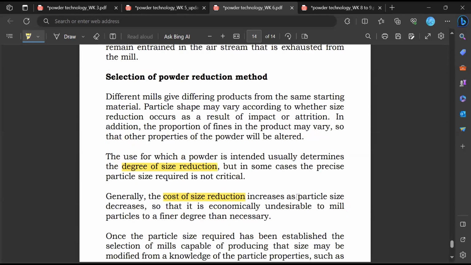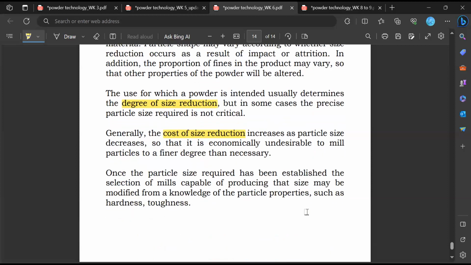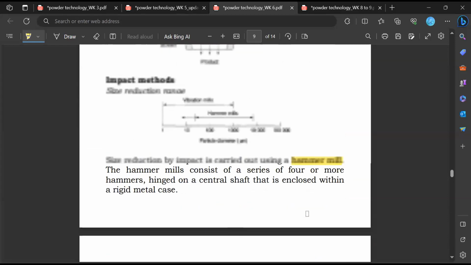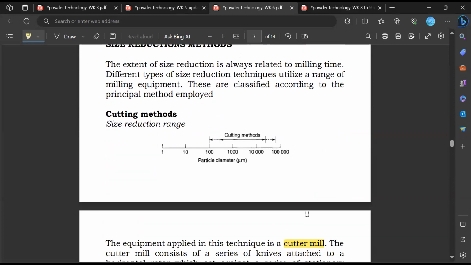Then selection of the powder reduction method usually depends on two things: you have to see the degree of size reduction that you want, and of course the cost of the size reduction, and the cost of the equipment also. So that is it for particle size reduction. We can just do an overview.